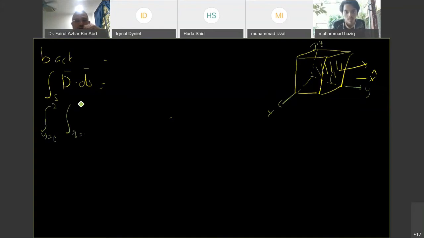So the expression for the vector D is equal to x-cap, x y to the power of 3 z to the power of 3 dx dy. Oh, sorry, x-cap dy dz.